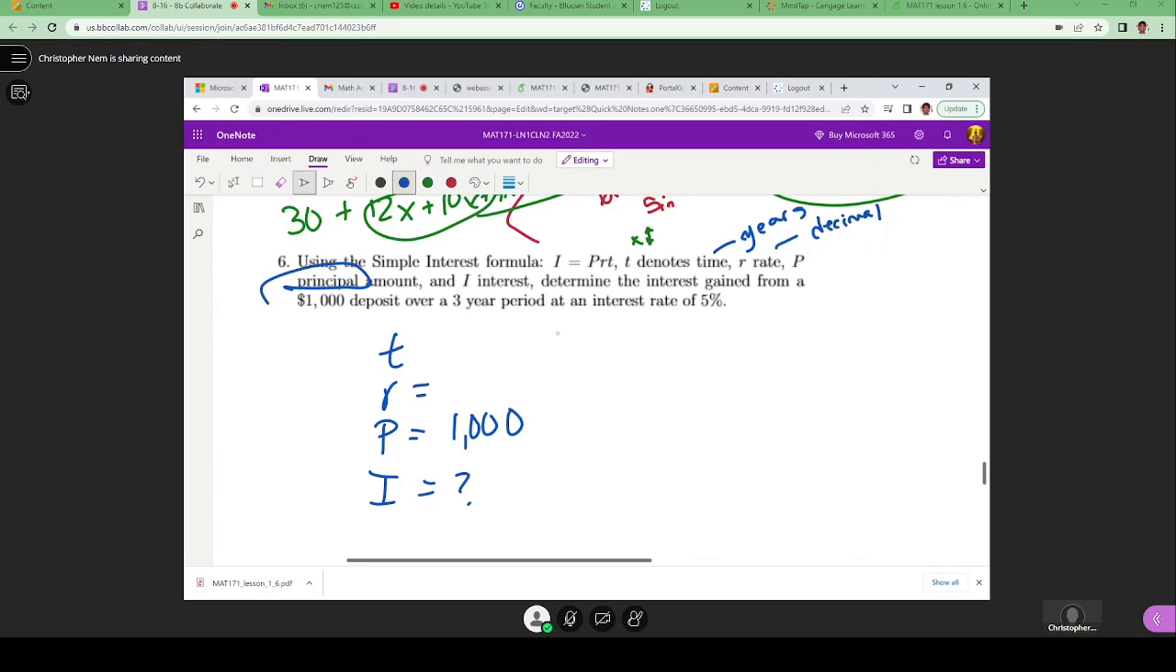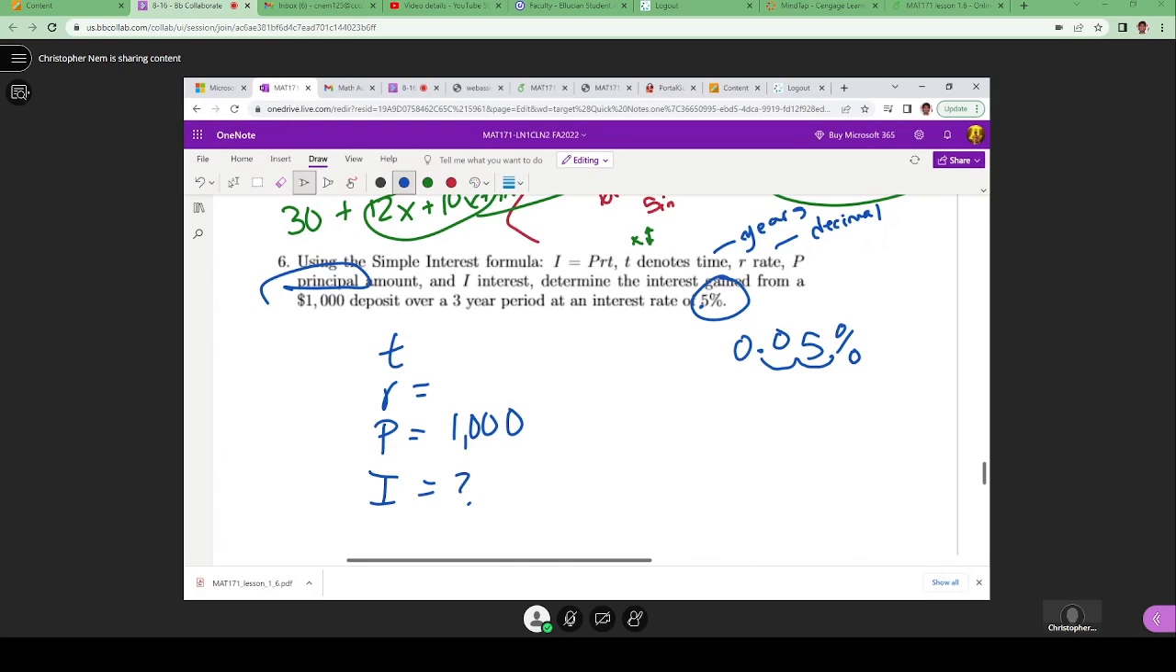R is your rate. It says 5%. Well, I got to turn that into a decimal. It doesn't stay as percent. How do I move percents to decimals? That's a strange one. Well, to do that, you're going to move it 2 decimals over. So if you have 5%, you're going to move this guy right here, 5, 2 decimal places. So this is where your decimal should be located at. And then everywhere else you fill a 0 in.